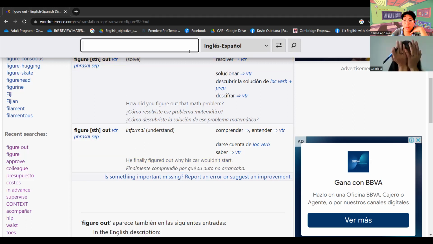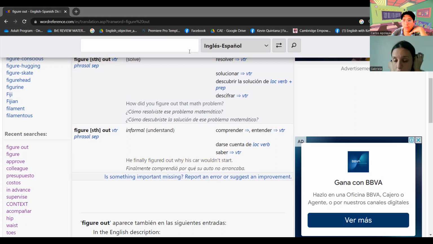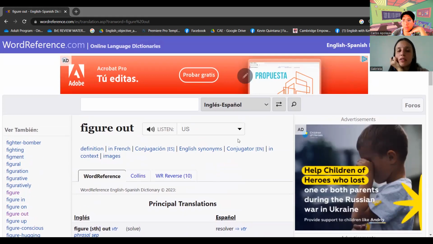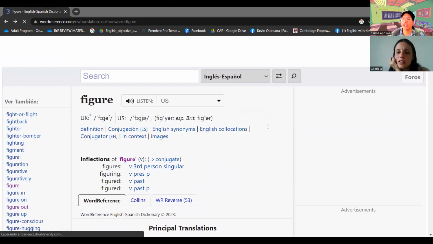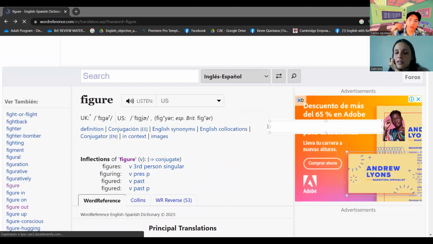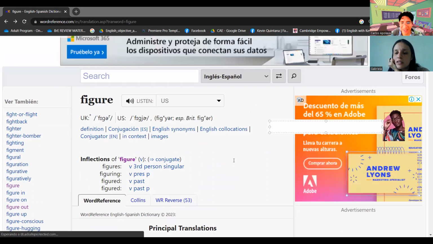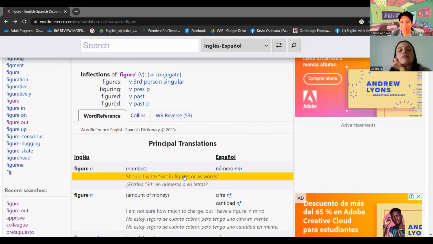El otro, el figure, el de los números. ¿No entendiste? Entendí. Ah, ok. Por ejemplo, si yo te digo, escribe el 35 y tú me preguntas, ¿lo escribo el número o lo escribo en letras? ¿Lo escribo en words or in figure? Ah, ok. Acá está, number, acá está figures. Figures. Ok, eso es.